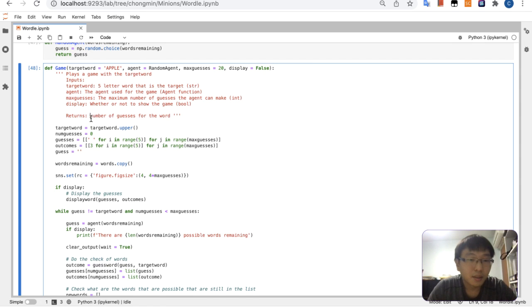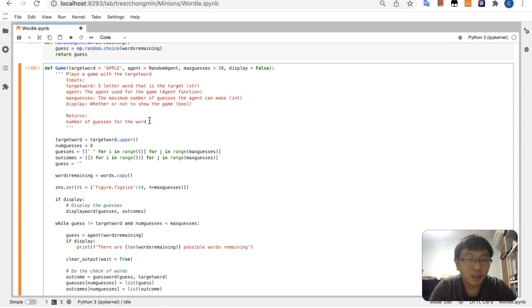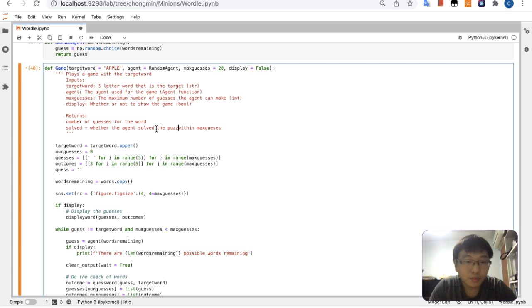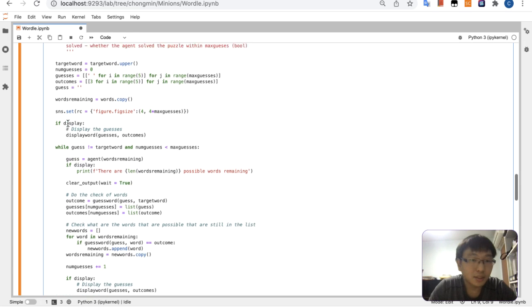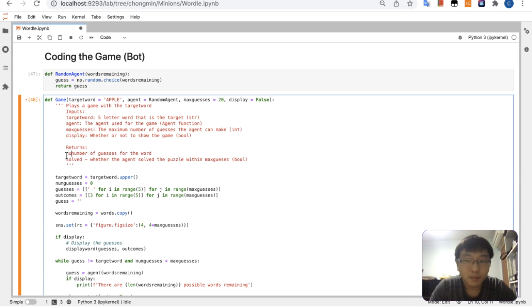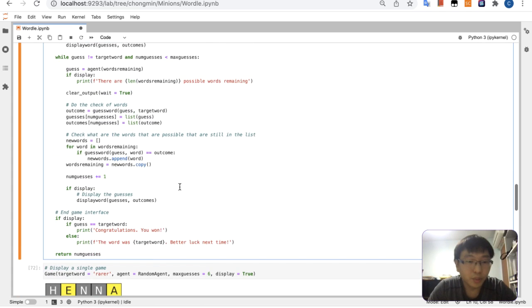Okay, maybe what we can do now is rather than just return the number of guesses for the words, we also return whether the agent solved the puzzle within max guesses. So this is a boolean, and then we return num guesses, which is the number of guesses for the word, which is an integer. Okay, so we have these two here.